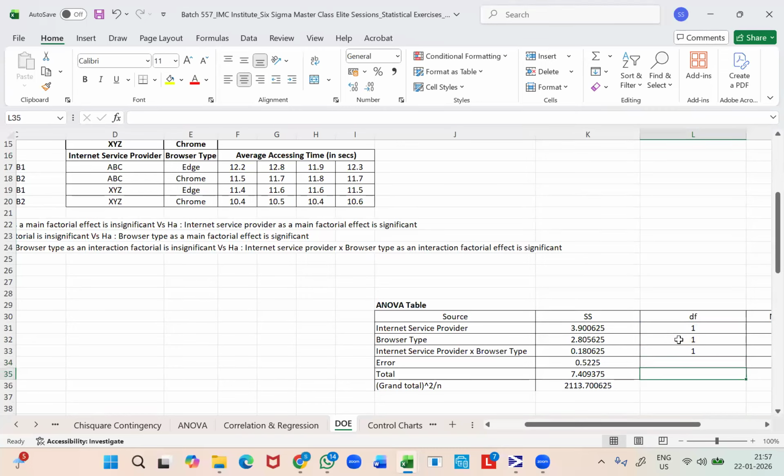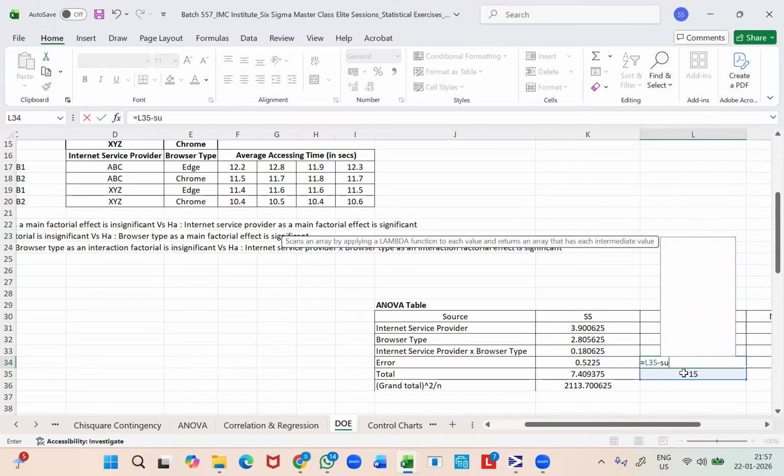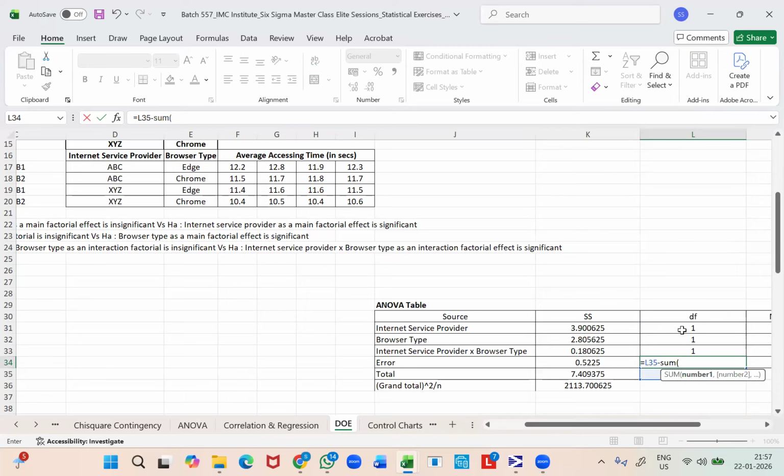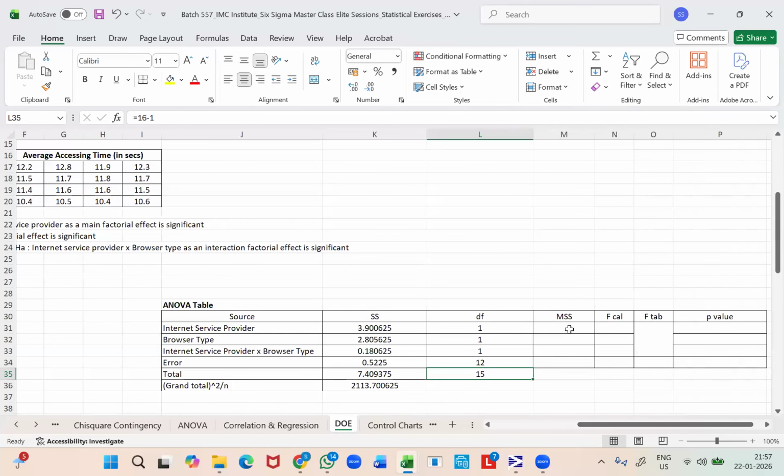And before calculating the error degrees of freedom, what will be the total degrees of freedom? So we have a total of 16 sample data points. So 16 minus 1, the total degrees of freedom will be 15. So the error degrees of freedom will be 15 minus the sum of the degrees of freedom we have calculated for the factorial effects. So the error degrees of freedom will be 12, right? Now I can calculate the mean sum of squares, which will be sum of squares divided by the degrees of freedom.